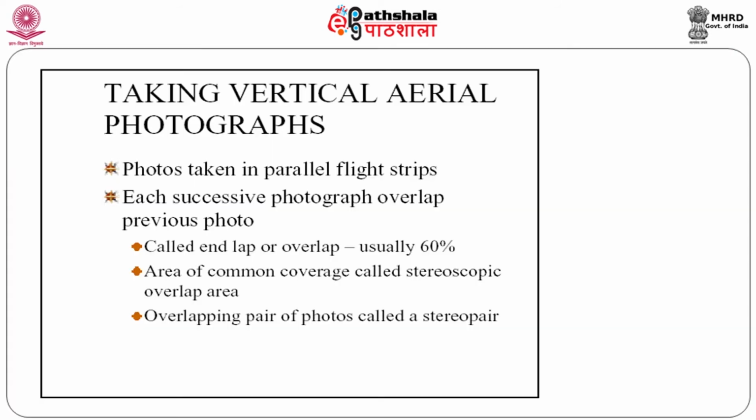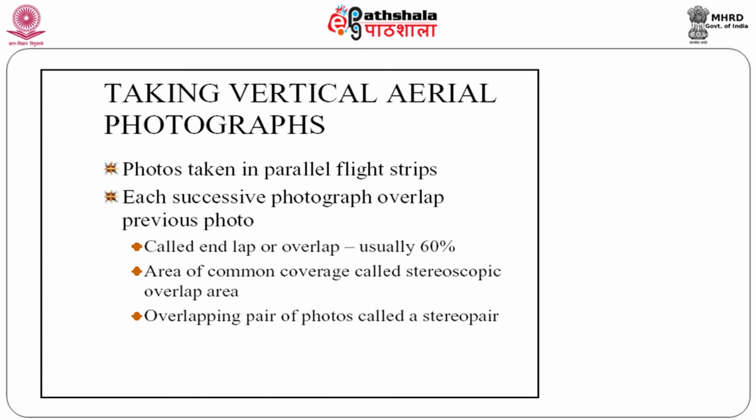They are taken in, say, parallel flight strips, in the sense that I will show you the photograph, and I will also show you the next image where you will get a better idea. So, with the parallel flight strips, each of the successive photographs will have an overlap. With respect to the previous one you will have overlap, and invariably that overlap will be, say, 60% of the area. We will also have a kind of end lap, so that end lap may be 15-20% and the overlap may be 60%.